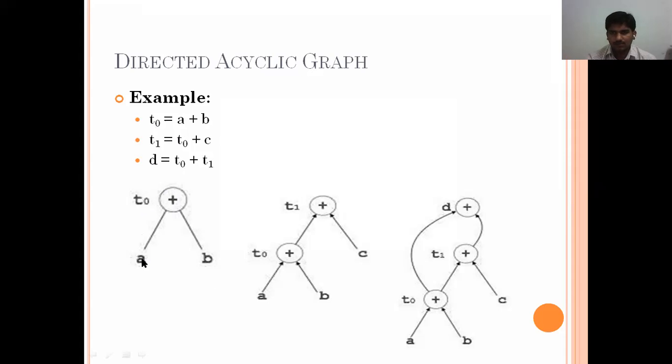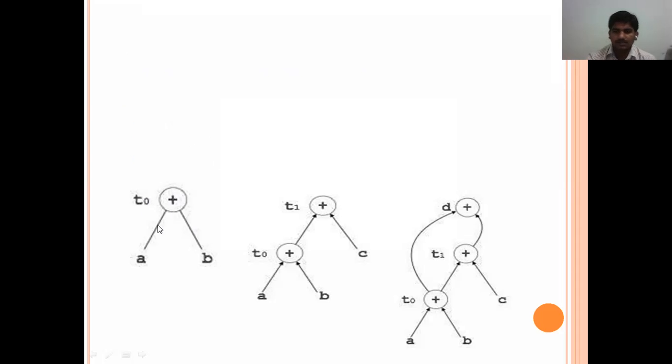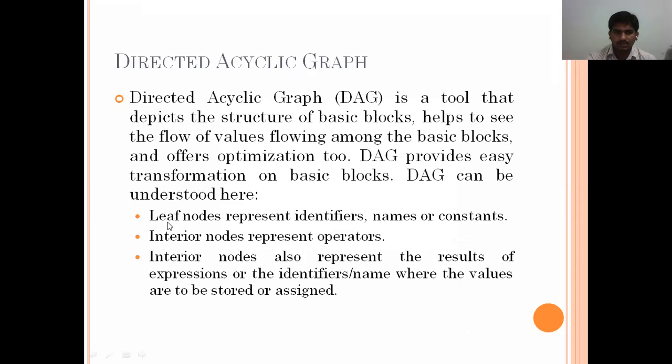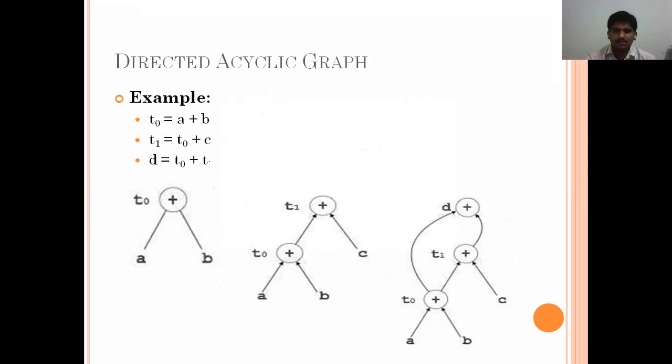So the first point is identifying the identifiers and making them leaf nodes. The operators are mentioned in the root node, and the result is mentioned separately beside it. Those are the three rules. Leaf nodes are represented as identifiers, names, and constants. The interior nodes are represented as operators. The interior nodes also represent the result of the expression or the identifiers or names where the values are stored in assignment. So we are doing simple assignments.